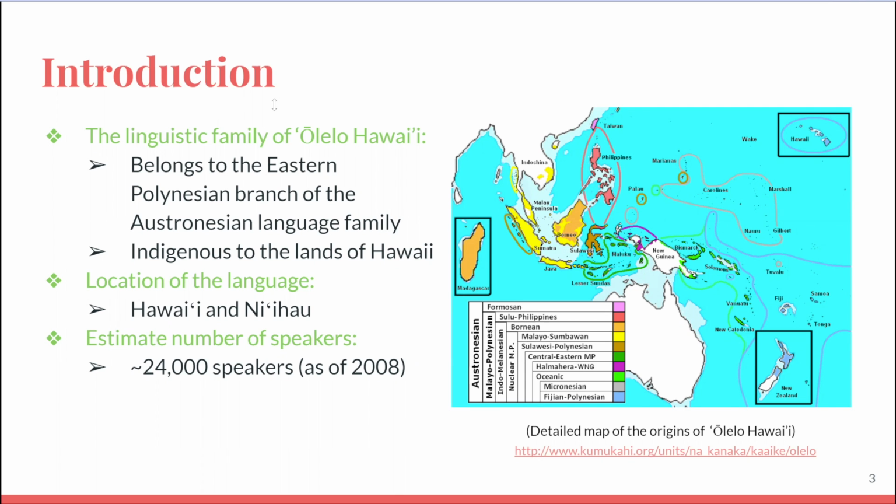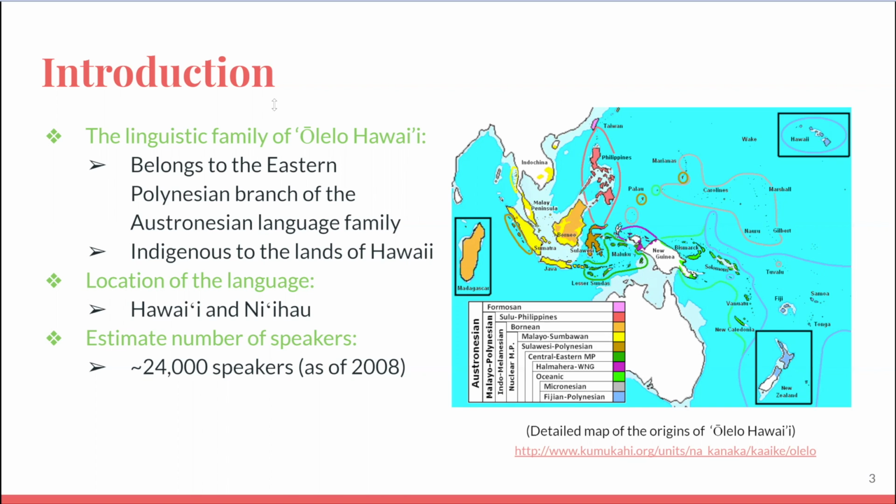So to introduce Olelo Hawaii, we're going to go over its linguistic family tree. To put it in simpler terms, it belongs to the Eastern Polynesian branch of the Austronesian language family, and it's indigenous to the lands of Hawaii. But as you can see in the diagram to the right, it's a lot more complicated than that as languages.